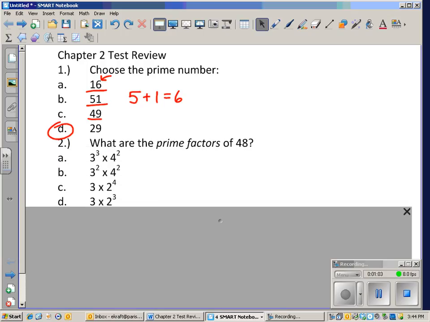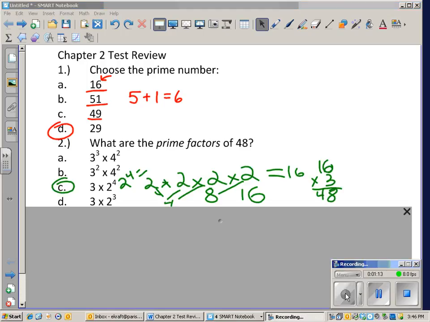We are looking at prime factors of 48. Go ahead and pause the screen. You figure it out. Come back when you're ready. Just a moment. Did you get it? Here we go. Here's the answer to number 2. It's C.